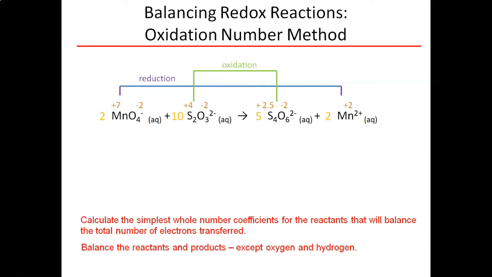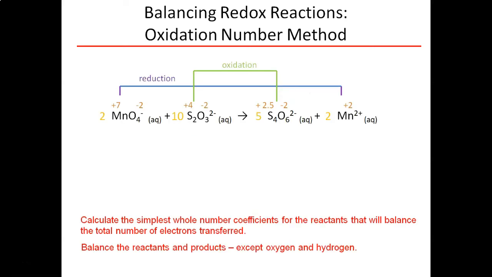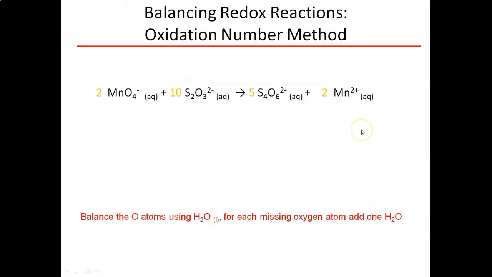So now I'll balance my oxygens. To balance my oxygens, I'll add one water for each missing oxygen. So if we look at my balanced equation, I have 50 oxygens in my reactants, and I only have 30 in my products. So I'm short 20 oxygens. Therefore, I'm going to add 20 waters.